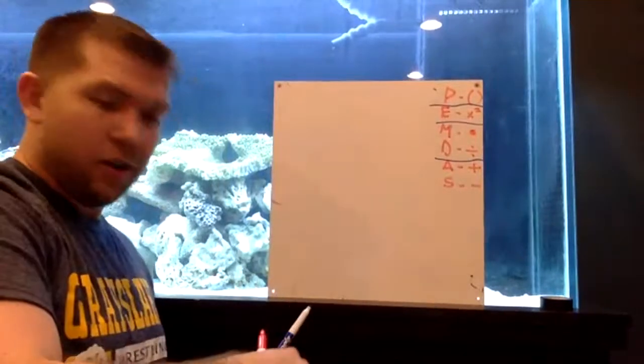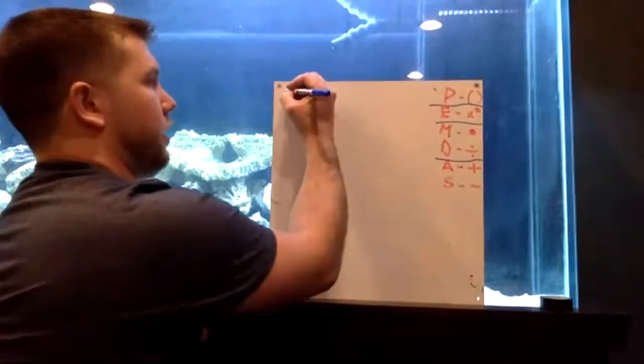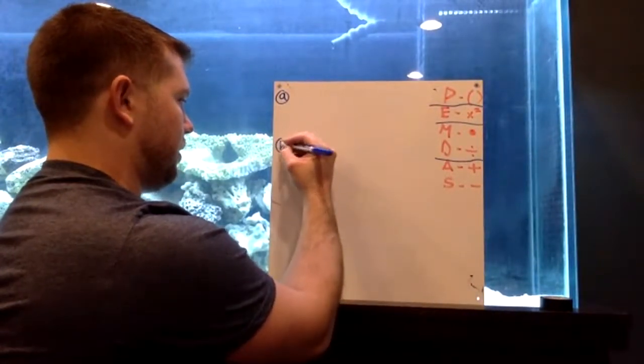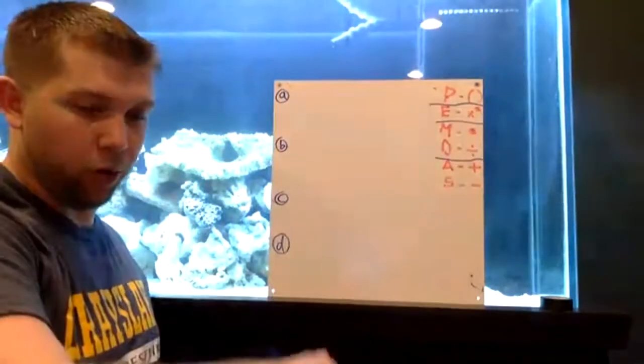Sorry, Mason. Okay. So what A says, and I'll number. So we have A, we have B, we have C, we have D. Okay, so I'll try to get all these on the board at one time.